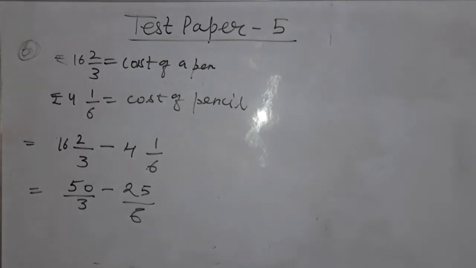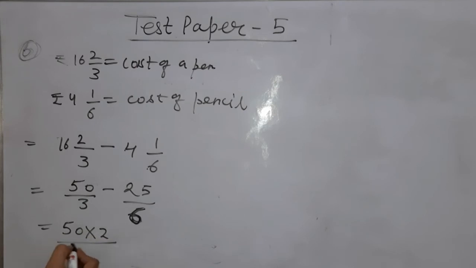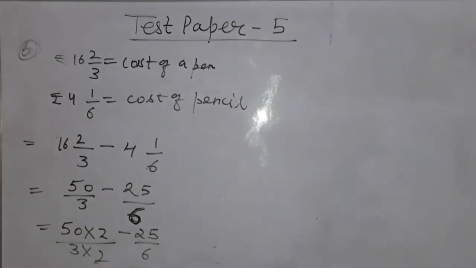Now what is the LCM of 3 and 6? Since 3 and 6 come in the same table, the highest number will be their LCM. So 6 is the LCM. To make it 6, 3 has to be multiplied by 2, and 6 is already 6, so there is no point of multiplying it with any number. Now let's solve this.